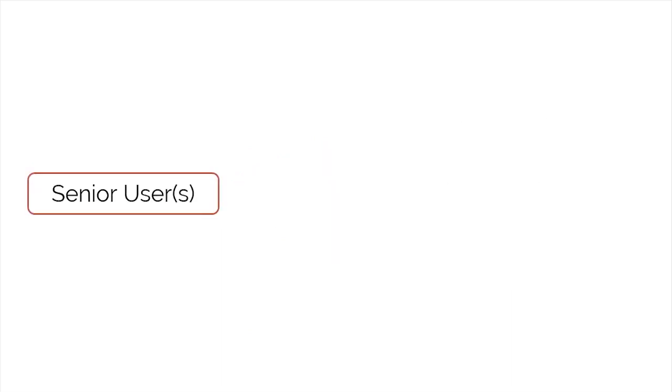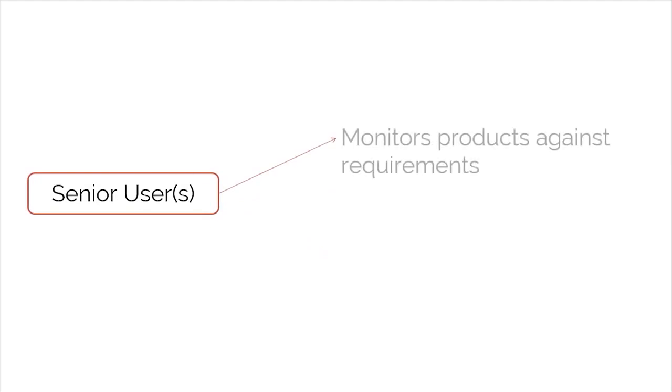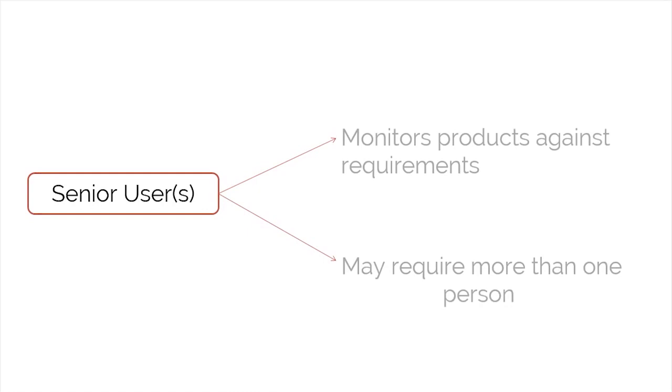The next role is that of a senior user. The senior user commits user resources and monitors products against requirements. The senior user notes customer requirements and ensures they are met. This role may require more than one person to cover all the user interests.